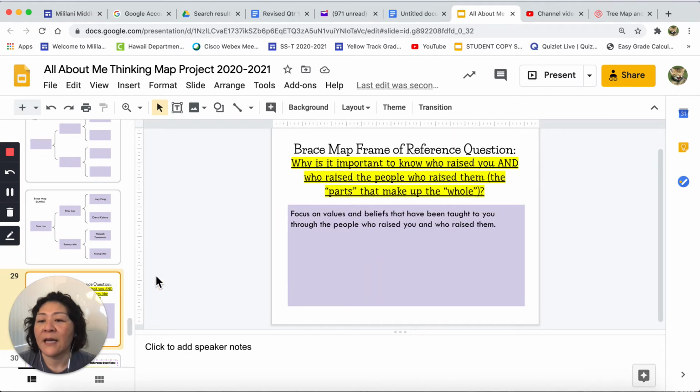All right, so the last page is where you are going to write your answer to the frame of reference. We want to remind you that when you do a thinking map, it's not just to fill out the spaces. The thinking map is actually supposed to help you think about the information you've put in it, and to spur you to higher level thinking. So the question you're going to answer for this brace map is, why is it important to know who raised you and who raised the people who raised you? So, the parts that make up the whole.